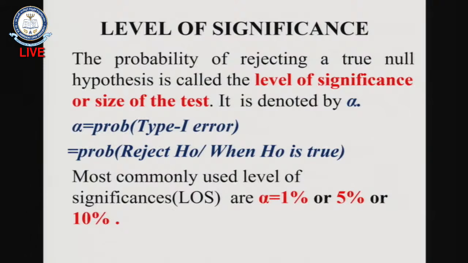Previously we defined type 1 error. Type 1 error is represented by which notation? Alpha. Type 1 error means what? H naught is true, but we reject H naught. So what is the definition? It tells about your level of significance. The probability of rejecting a null hypothesis is called the level of significance or size of the test. It is denoted by alpha. So alpha is equal to what? Probability of type 1 error. That means probability of rejecting H naught when H naught is true.